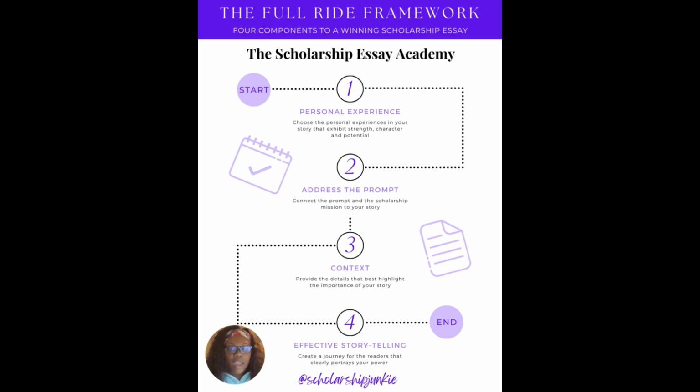But in order to have a grasp of how everything is going to go, we need to understand this acronym called PACE. PACE. P stands for personal experience, A stands for address the prompt, C stands for context, and E stands for effective storytelling. So in this roadmap, we really need to understand each component, and then you'll see how it's woven through all of the lessons. In some way, all of these elements are in the lesson so that you can learn and create your own winning scholarship essay. Let's start with the first and probably the most important aspect of the full ride framework, PACE.